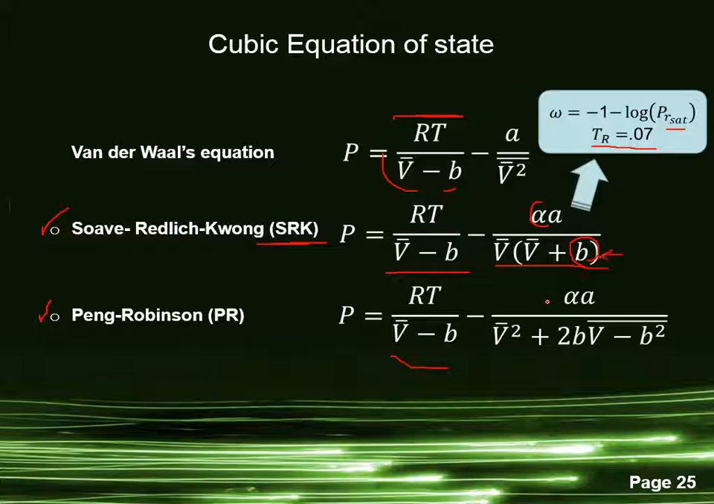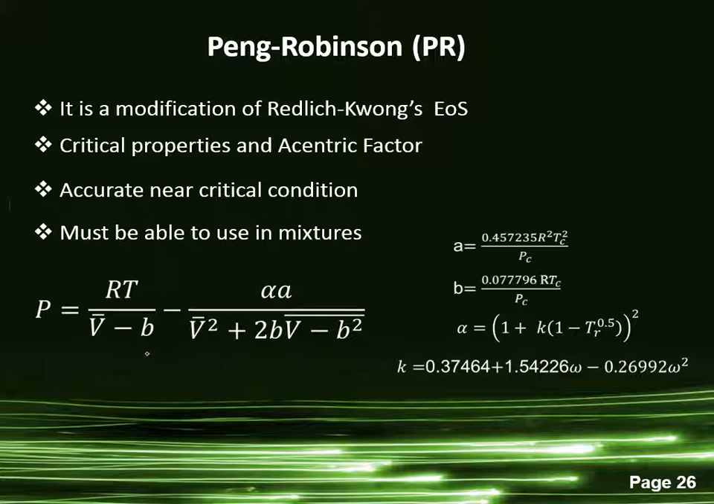Peng-Robinson is a different way of doing that. Both of them are very good and especially popular in the oil industry for modeling the systems there. And now let's look a little bit further at the Peng-Robinson equation.